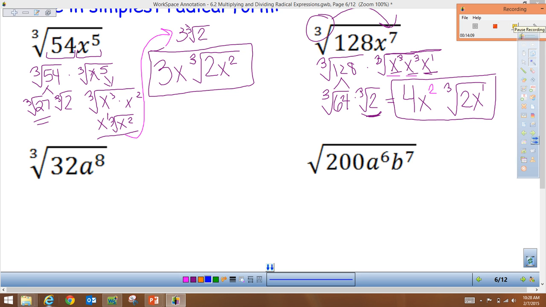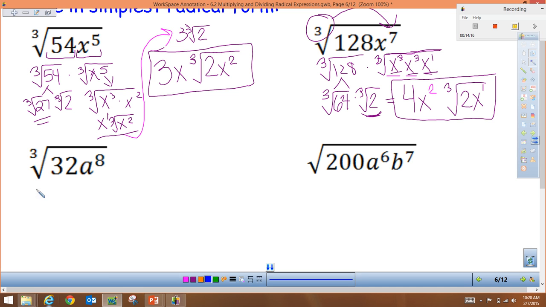Again, we have a cubed root. Lots of cubed roots going on here. What can 32 be separated into? Perfect cubes. How about 8 times 4? Because we know that the cubed root of 8 is 2. And then we leave the cubed root of 4 underneath the radical sign.